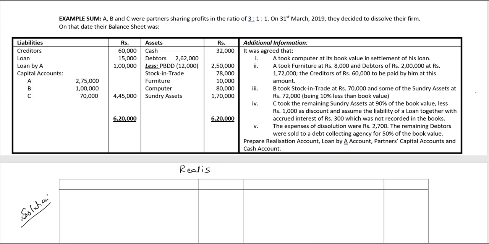Realization account. Left side debit side, right side credit side. We have particulars, rupees, particulars, rupees. We'll begin by transferring the sundry assets. Sundry assets transferred.